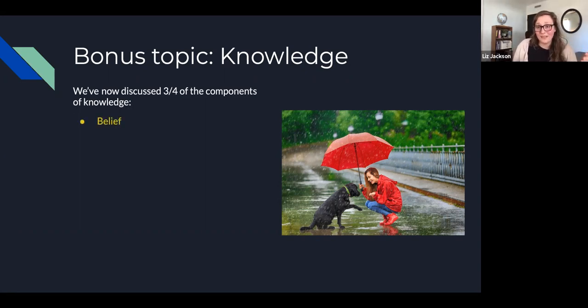So knowledge involves belief. When you know something, you believe that it's true. Knowledge involves truth, because if you know something, it has to be true. I can't know it's going to rain tomorrow if it doesn't rain tomorrow. And knowledge involves rationality or justification, which we've understood in terms of good evidence. So you can't know something if you don't have good evidence for it.